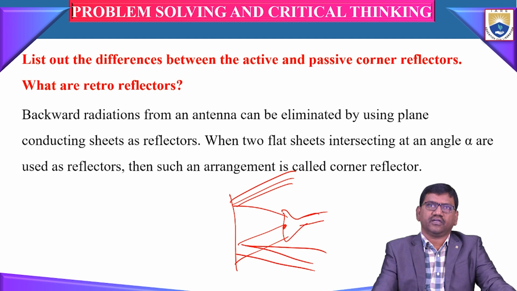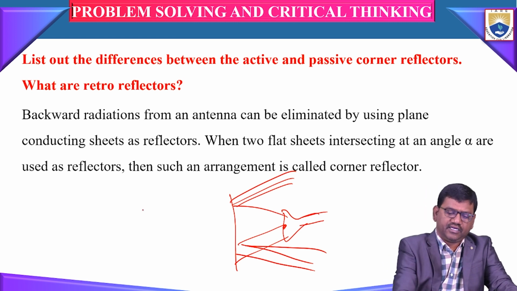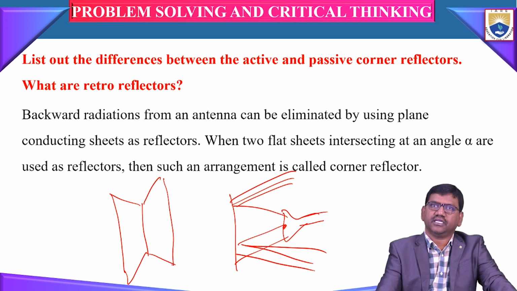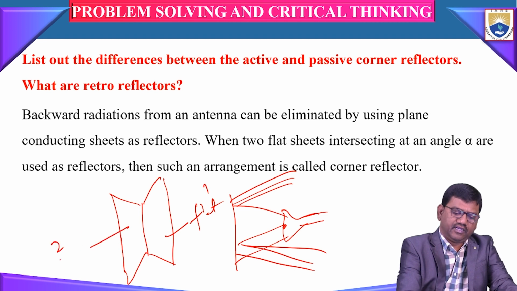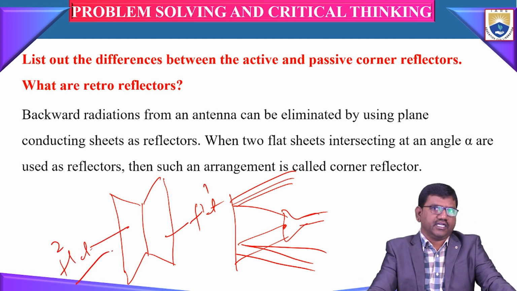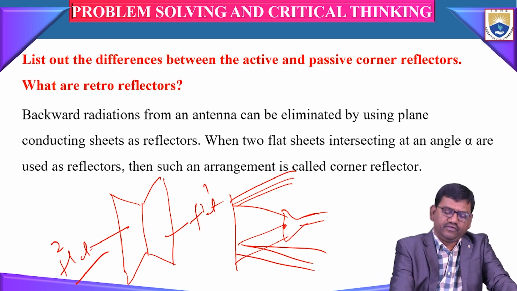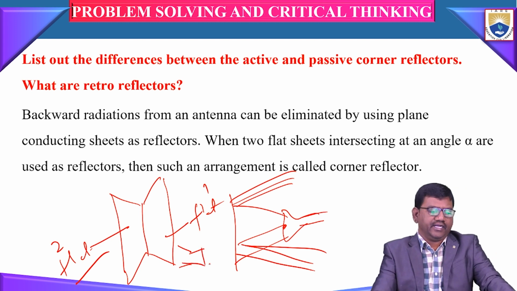If we combine two rod reflectors, or two flat reflector antennas, then we call it a corner reflector antenna. You can see here, this is the corner reflector antenna. This is one flat reflector and this is the second flat reflector. We need to excite this, so we are using one extra primary antenna here. It may be a horn antenna or a dipole antenna.